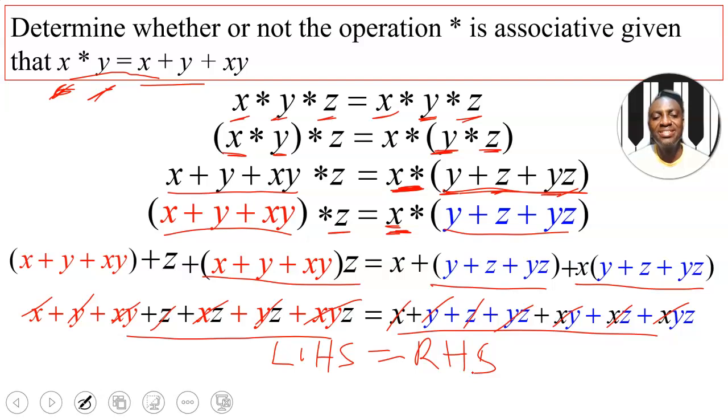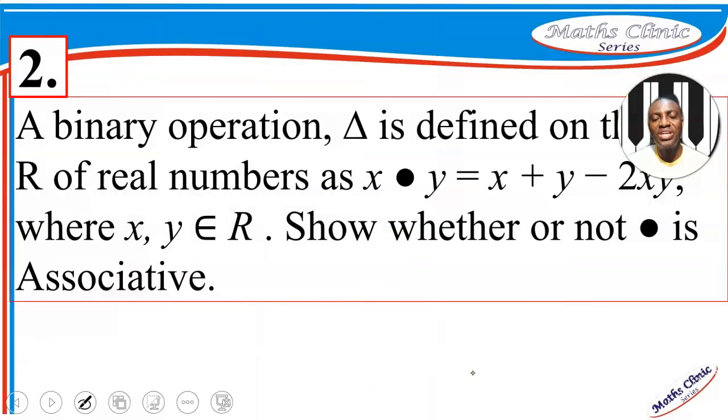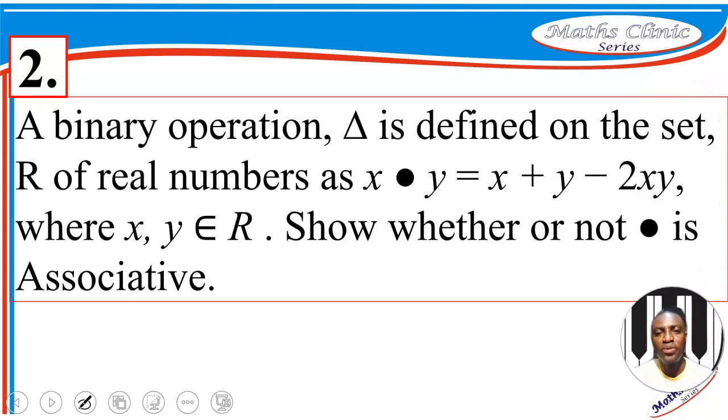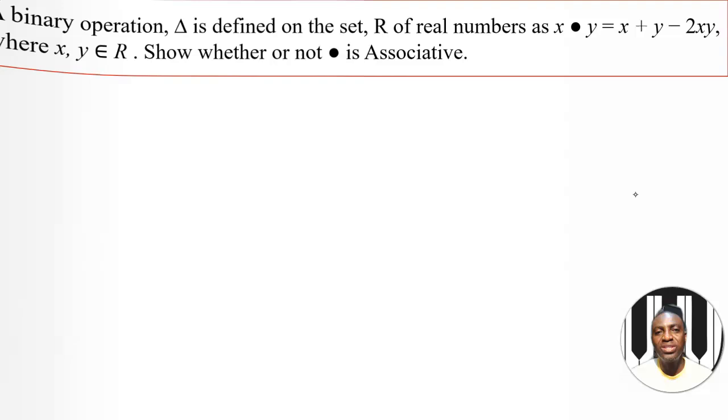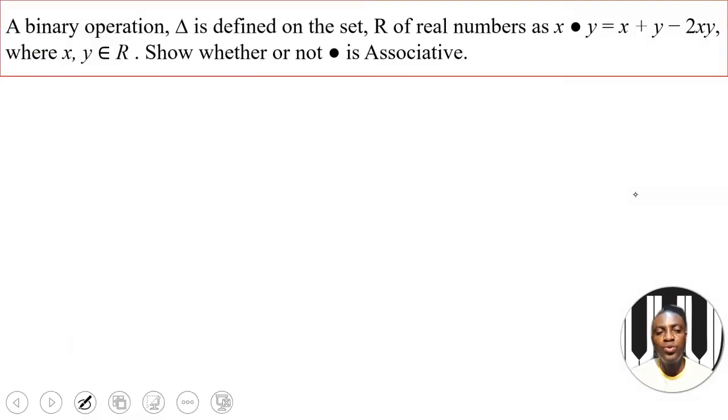Let's take another example and see. You can pause the video and then try your hand on this as well. It's almost the same. The difference is that here we have minus 2xy, to see if having minus in there could cause the associative property not to work for this very definition. And so again, I'll walk you through that. You can take your time and then review the video again and then understand it well.